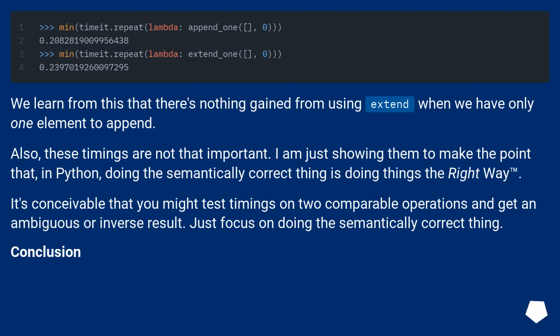Also, these timings are not that important. I am just showing them to make the point that, in Python, doing the semantically correct thing is doing things the right way. It's conceivable that you might test timings on two comparable operations and get an ambiguous or inverse result. Just focus on doing the semantically correct thing.